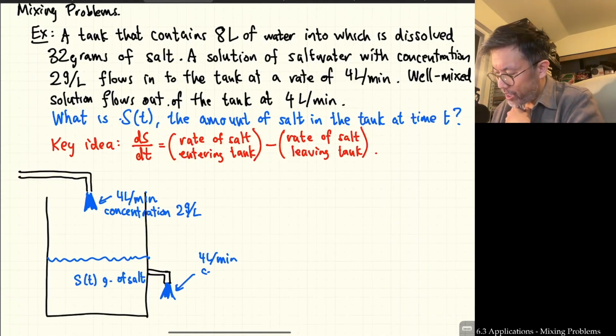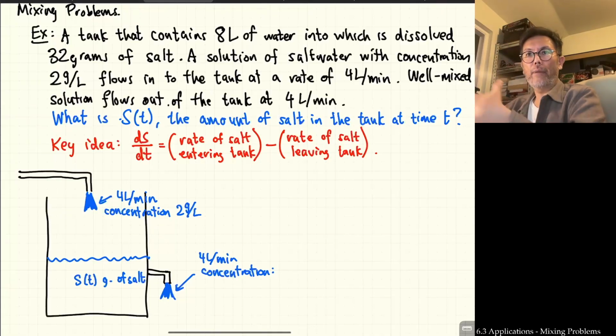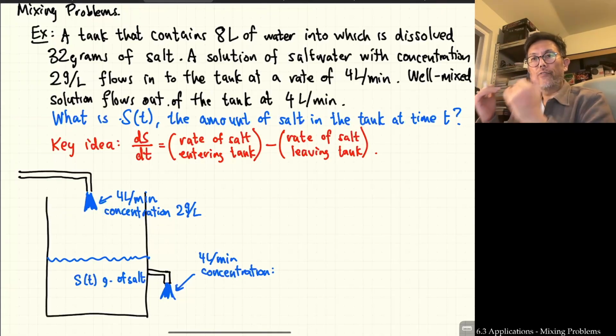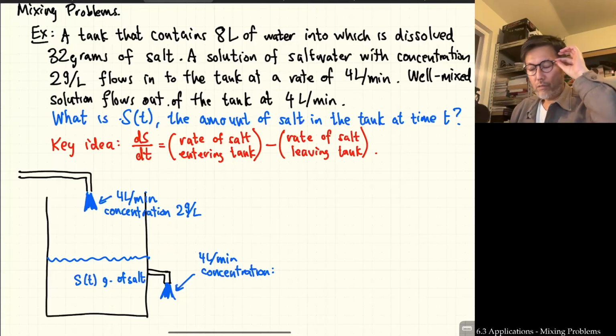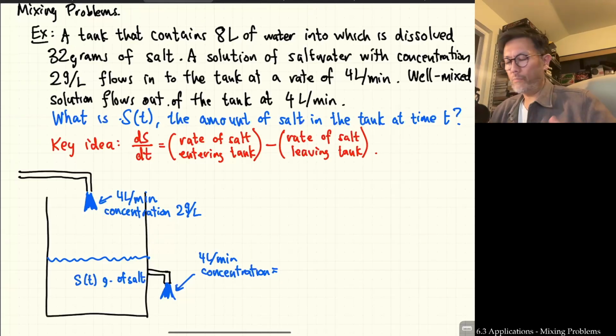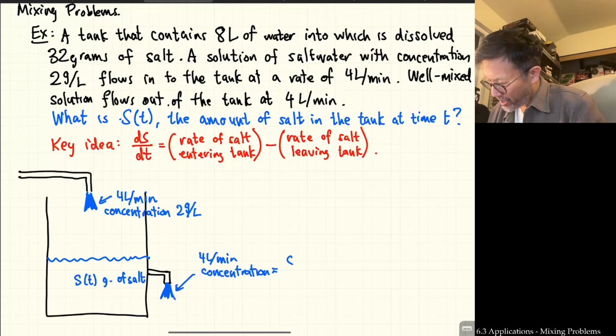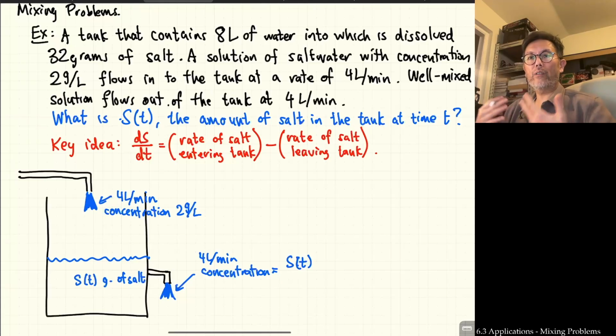But crucially, what is the concentration of the fluid leaving the tank? Concentration, remember, is the amount of solute present divided by the volume of solution. First of all, what is the amount of solute present? Well, it's S of t, right? That's the amount of salt present at time t. So this is going to be S of t, the amount of salt present, divided by the amount of solution.